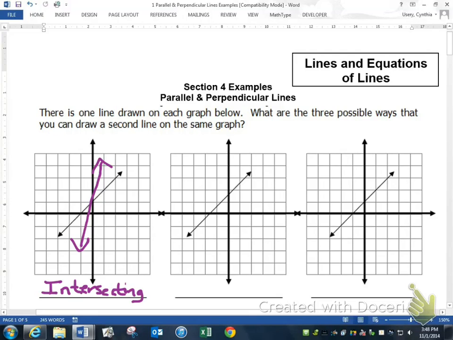The second way we could draw a line on the same graph is if it never intersected it, and that would be if the two lines were parallel. And the third way is if it intersected it, but it also made right angles. That is called perpendicular. So we could either just draw a line that intersects it, draw a line that's parallel that will never intersect, or draw a line that intersects it but makes right angles, which means it's perpendicular. Okay, let's go on to the next problems.